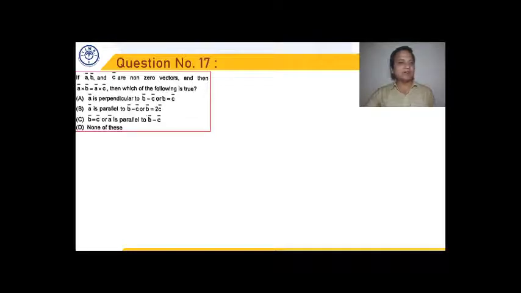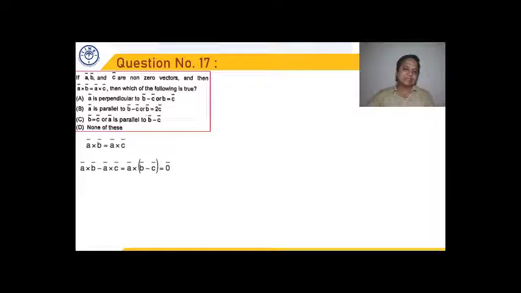It says A, B, C are non-zero vectors and A cross B equals A cross C. This is given to us. If we take A cross C to the left-hand side, it becomes A cross B minus A cross C. We take A as common: A cross (B minus C). This is equal to 0. Now the cross product of two vectors is 0. Can we say either vector A is 0 or B minus C vector is 0?